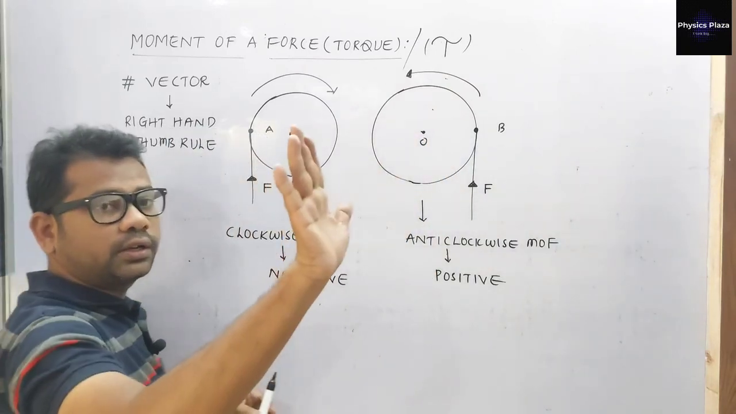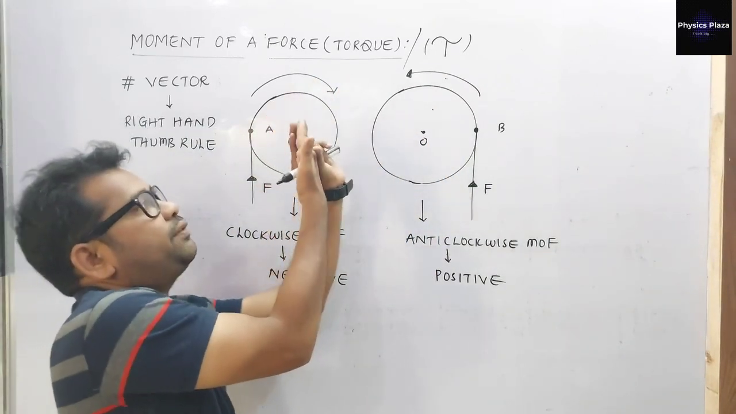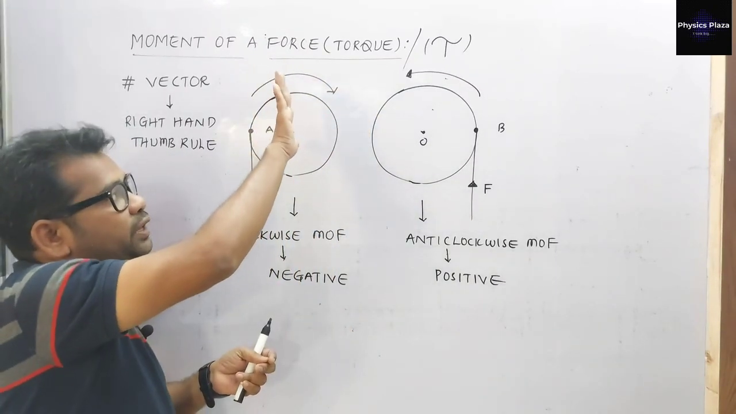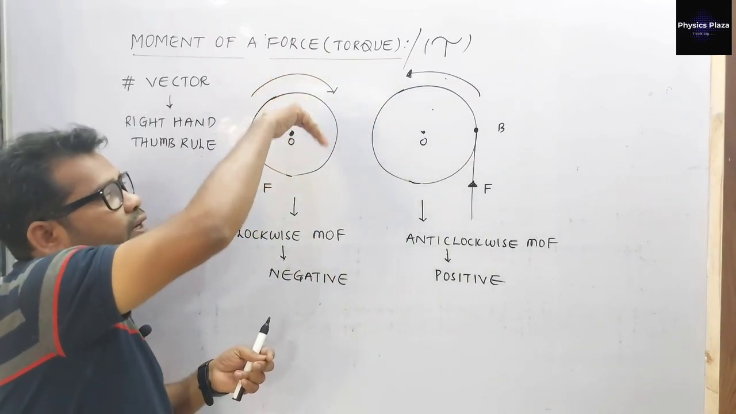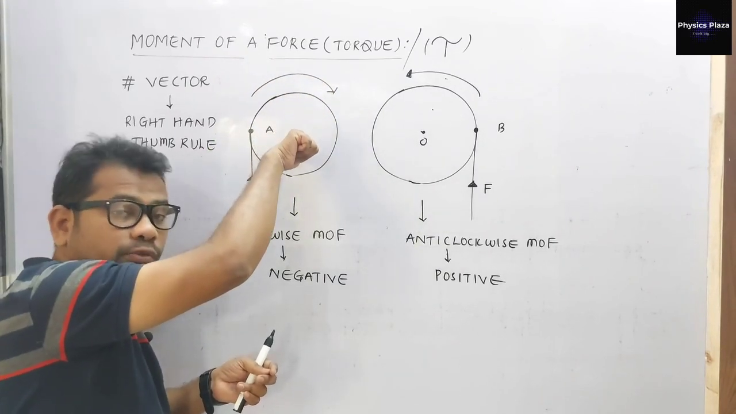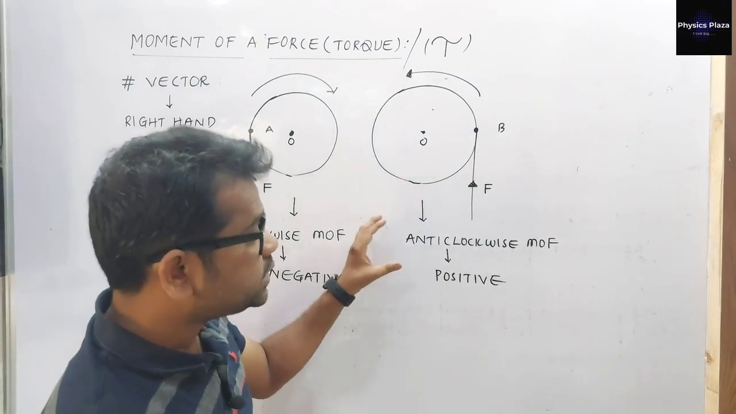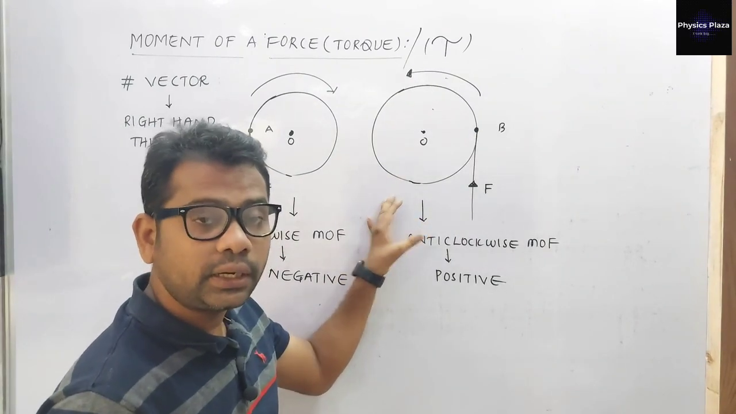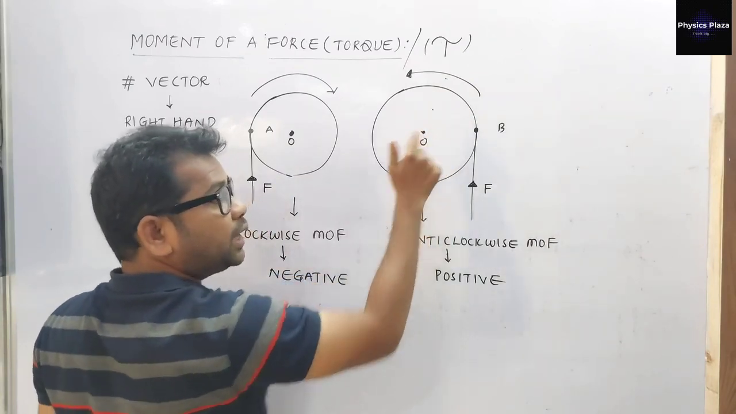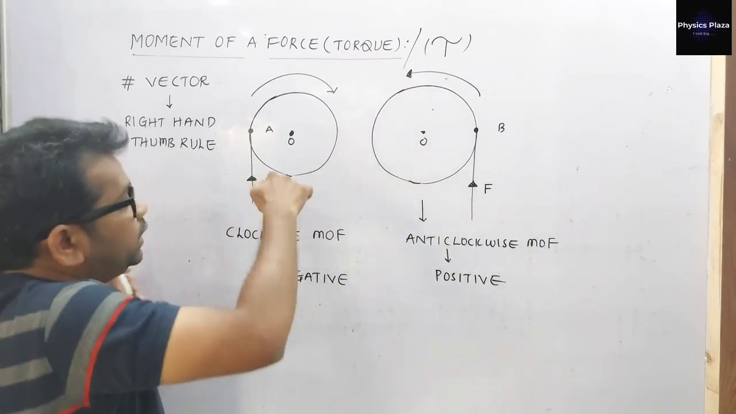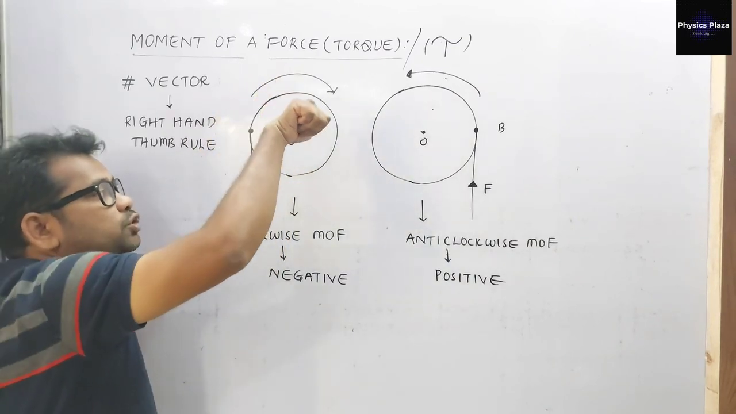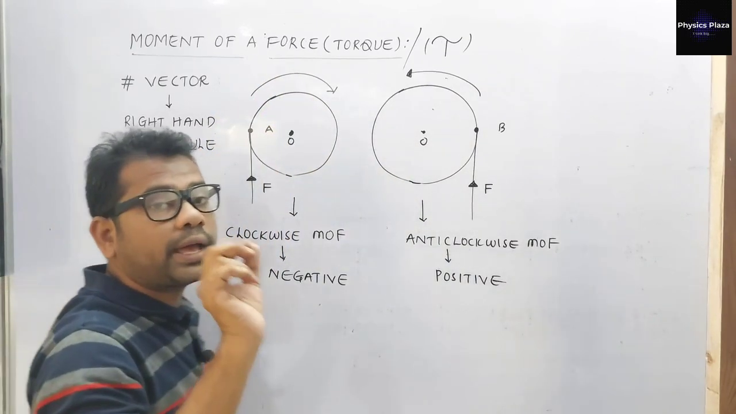Whereas here, children, you can't fold the fingers like this. So put your right hand here and fold your four fingers in the direction of rotation. Now the thumb is showing inward. Which means what, children? When it is an anti-clockwise movement, the moment of force direction will be outward along the axis of rotation. When it is rotated in a clockwise direction, then the moment of force will be inward, but along the axis of rotation only.